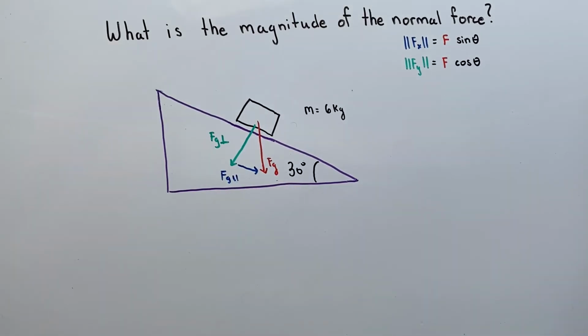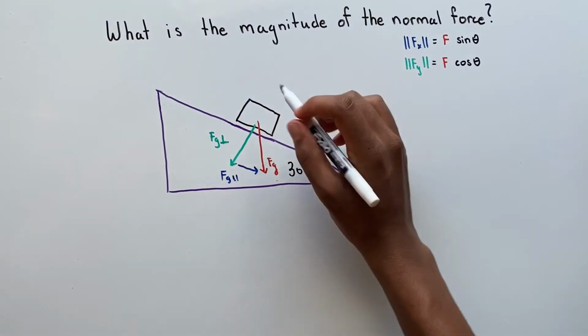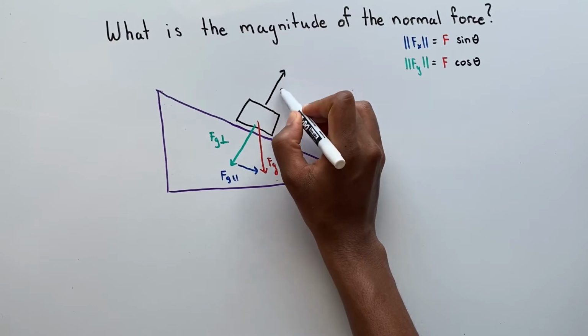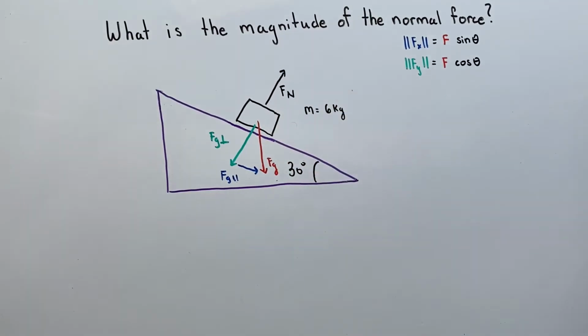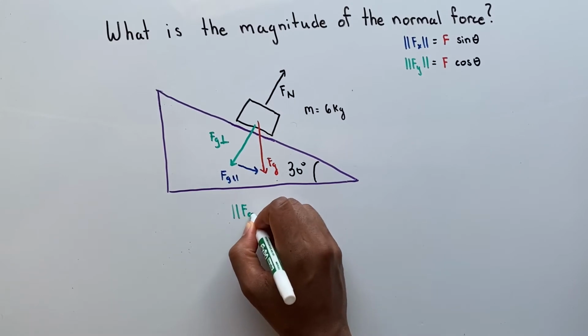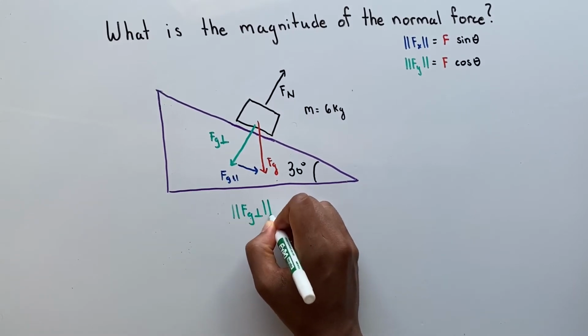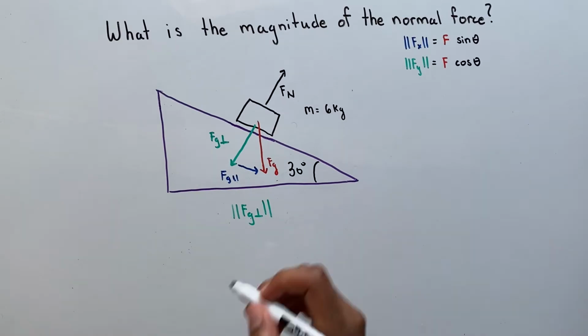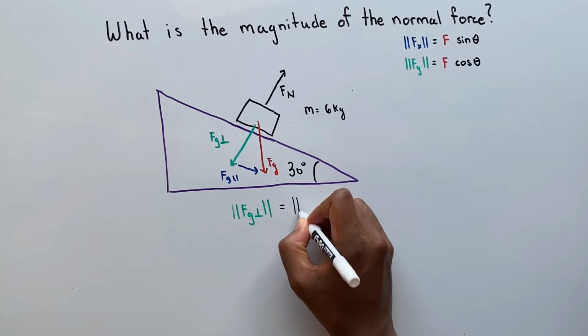So in regards to the problem, we know that the normal force is the contact force that is perpendicular to the surface. And the normal force must equal the force of gravity that's perpendicular to the surface because we are assuming that our box is not accelerating down into the ramp. So we have that the magnitude of the force of gravity that's perpendicular to the surface is equal to the magnitude of the force of gravity.